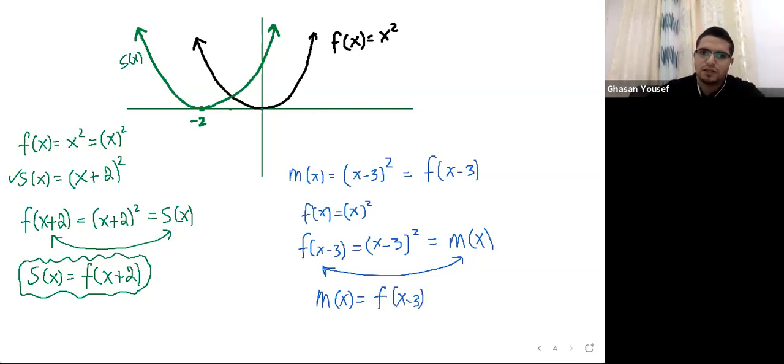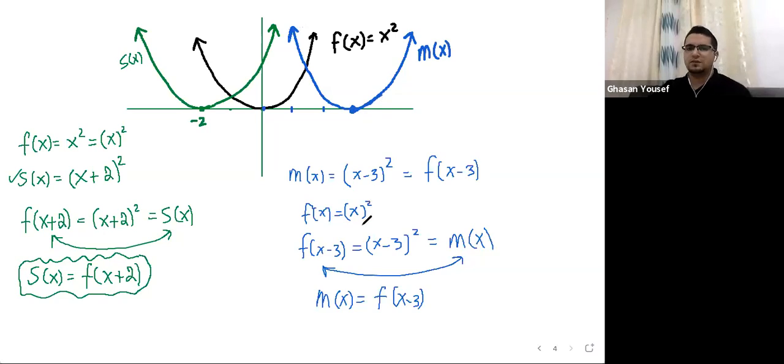This means we have to shift the original function 3 units to the right. So here is 0, this is 1, this is 2, this is 3. And everything will be shifted to the right. So the graph will be like this. This is the graph of the function m of x. Any question? Any question for these graphs?